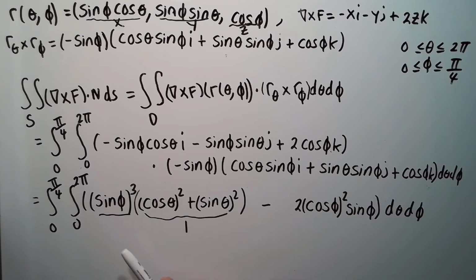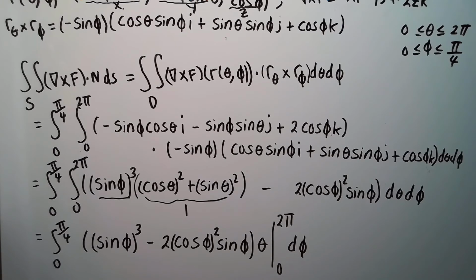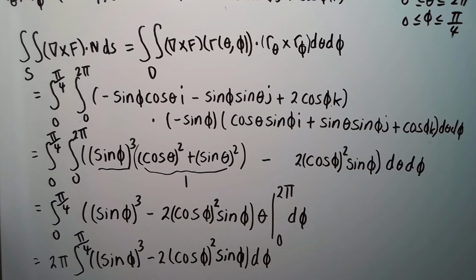So then what's left, this doesn't have any thetas, they just have phis. So when you integrate, they'll be treated as constants, so let's integrate. Again, integrating, the sine phi cubed and the 2 cosine phi squared sine phi are like constants, so when you integrate, you just put a theta in front there. Then evaluating from 2 pi to 0, you just put a 2 pi here. I can bring that 2 pi outside the integral, so let me pull the 2 pi out here.